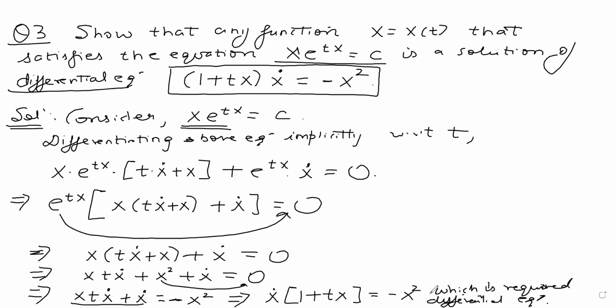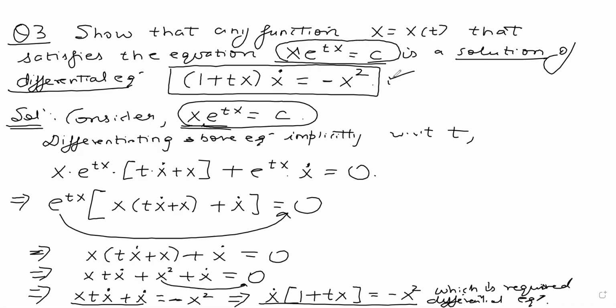Okay, so clearly all students can see that you started with the function which was given to us, and using implicit differentiation you have arrived at the differential equation which you had to show. Basically we had to show that this equation is a solution of this differential equation. So you started with the equation, and after implicit differentiation you have arrived at this differential equation. So I can say that this is a solution of the given differential equation.